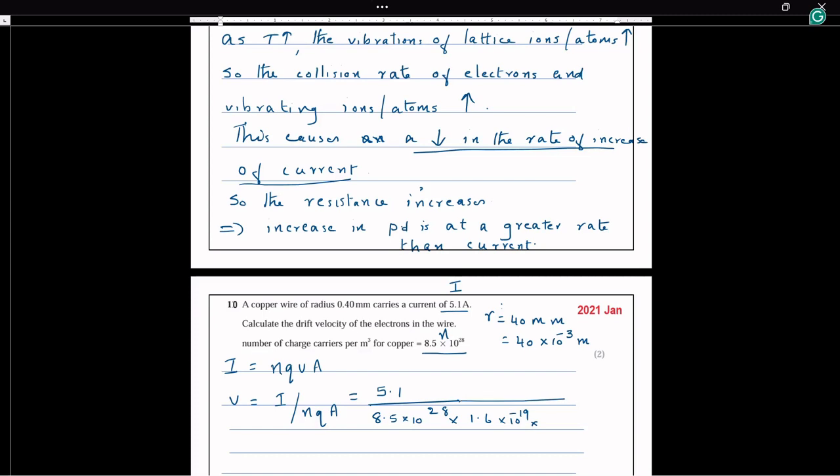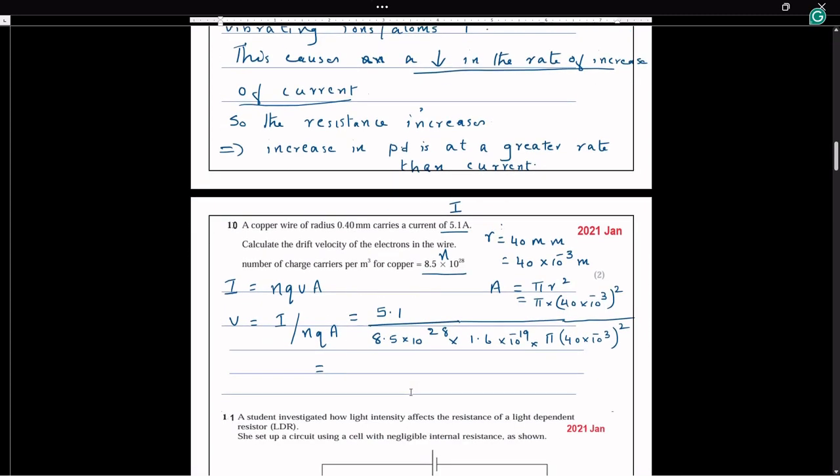Now A, we know what is the value of A, and for a wire which is in the form of a cylinder, area is pi r squared, which is pi times the radius, 40 times 10 to the power of negative 3, the whole squared. So I am putting the same number here, pi times 40 times 10 to the power of negative 3, the whole squared. Together we can calculate. Substituting all the values together, on calculation that is giving a value of 7.5 times 10 to the power of negative 4 meter per second. This is the drift velocity. It's a direct question.